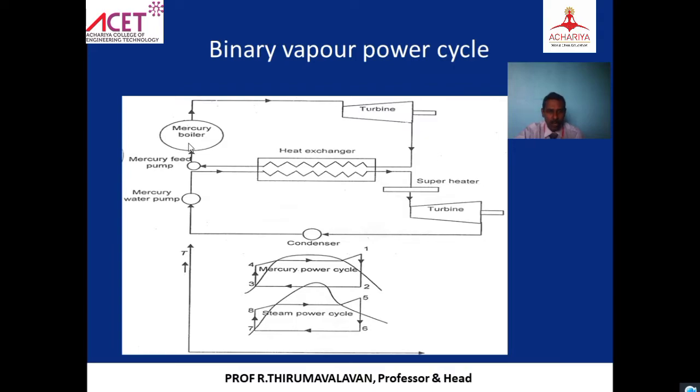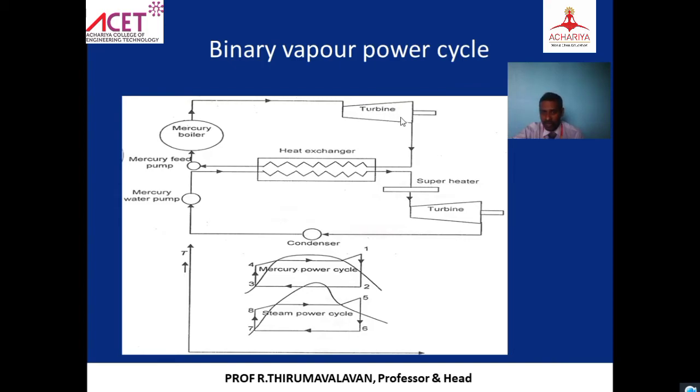You can see here the mercury pump. There is a feed pump, the pump which pumps the liquid mercury. Then it is going to the boiler, where the liquid mercury is converted into a vapor. At 560 to 570 degrees, what will happen? The mercury becomes vapor. That high temperature, high pressure mercury vapor is coming to the turbine. It is expanded inside the turbine. It performs its mechanical work.